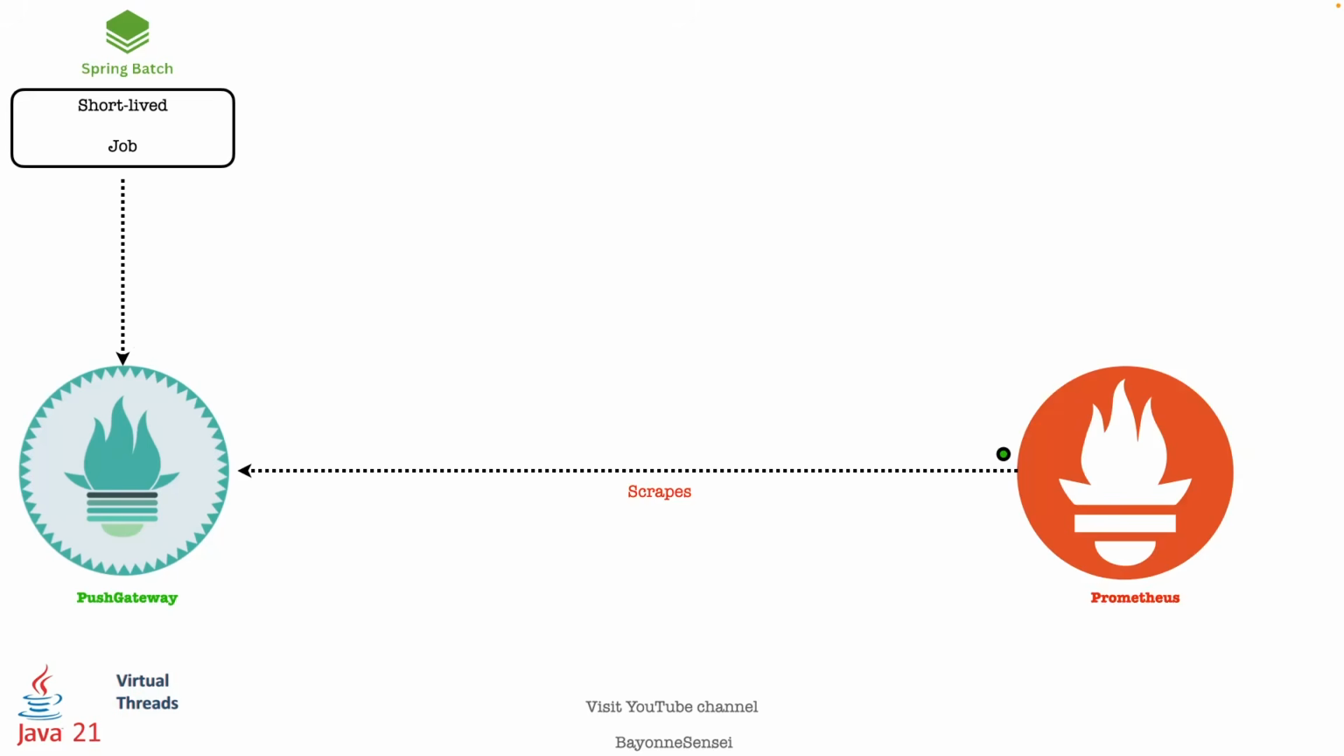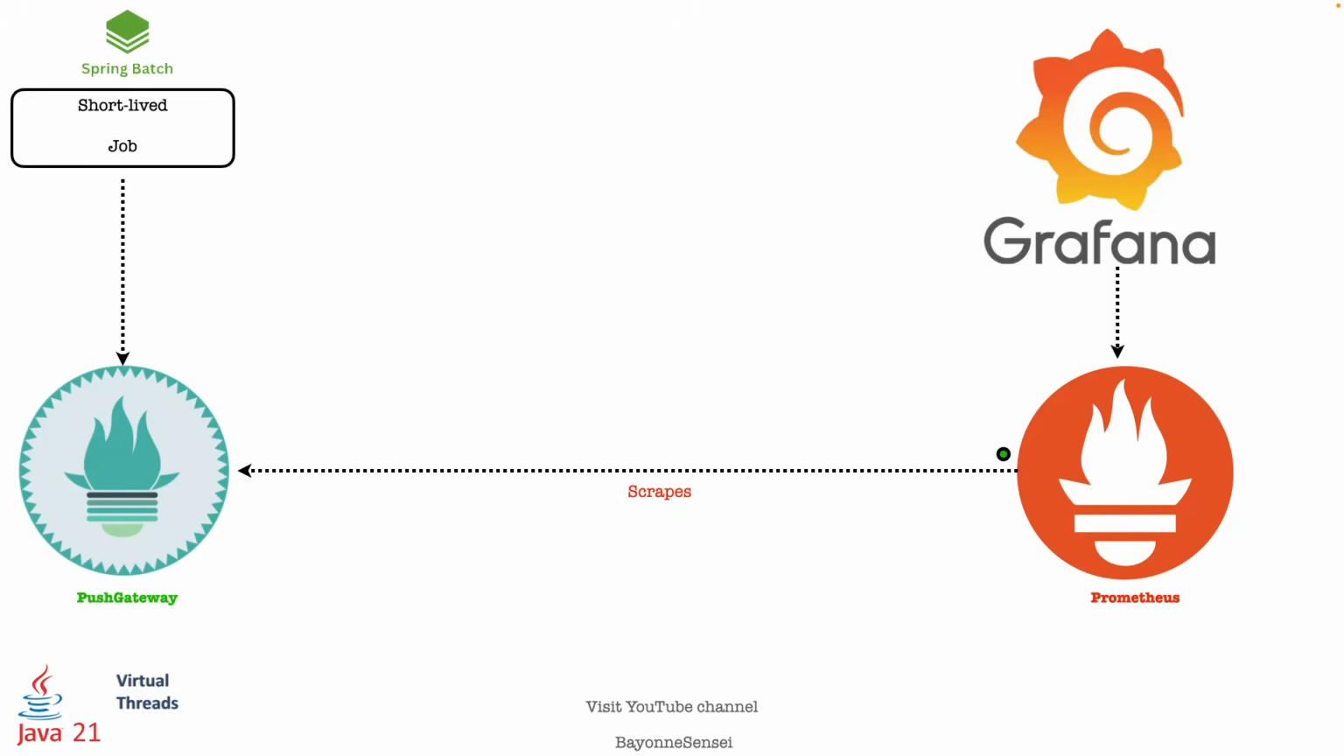Then we can use Prometheus. Prometheus can pull the metrics from the Pushgateway. Now we can use Grafana in order to use, for example, Prometheus as a data source and create our dashboard. So we will use the Pushgateway in order to hold the metrics, and then we will use Prometheus, which scrapes the metrics from the Pushgateway.